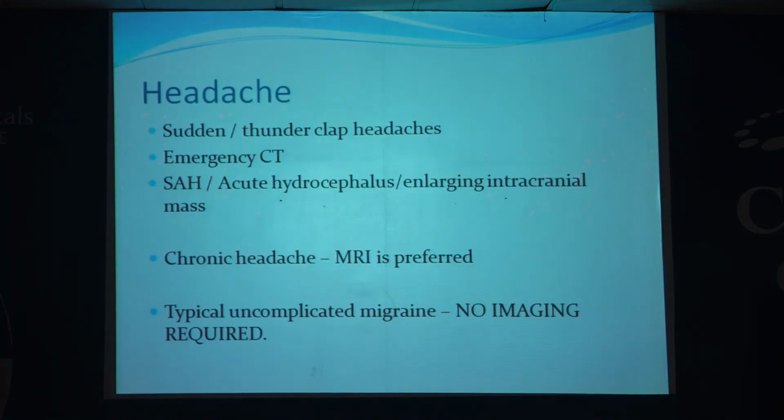Now, coming to headaches, if the patient presents with a sudden thunderclap headache, we need to do an emergency CT immediately to rule out subarachnoid hemorrhage, hydrocephalus, or any enlarging intracranial mass. If it is a chronic headache, it's always better to do an MRI. And if it's a typical uncomplicated migraine, no imaging is usually required.